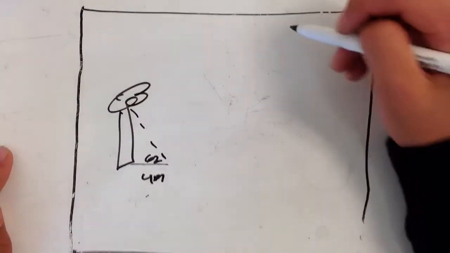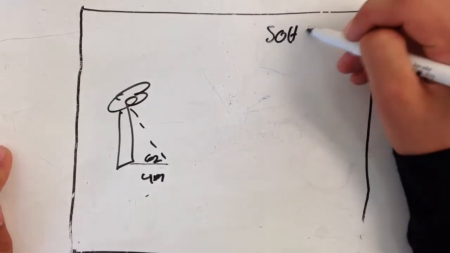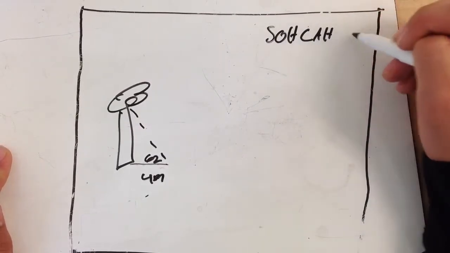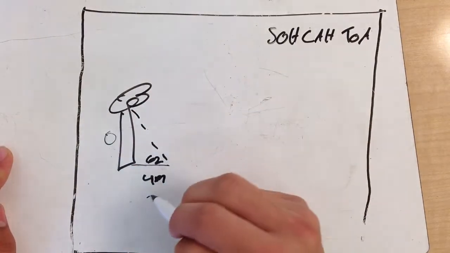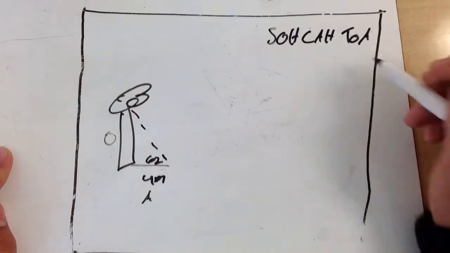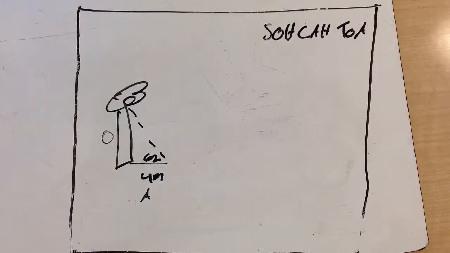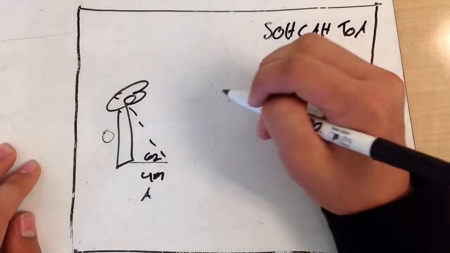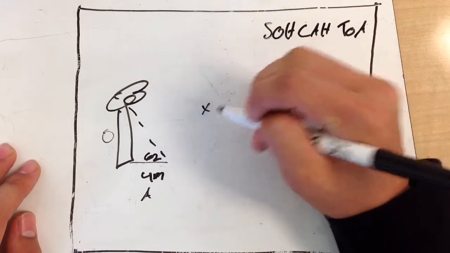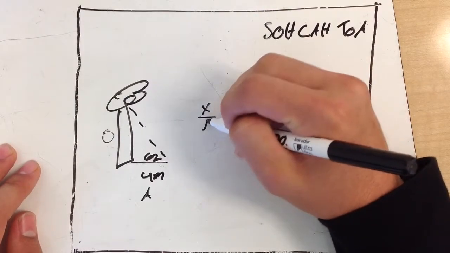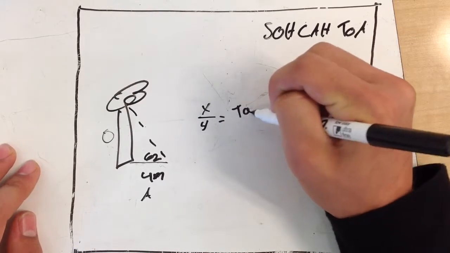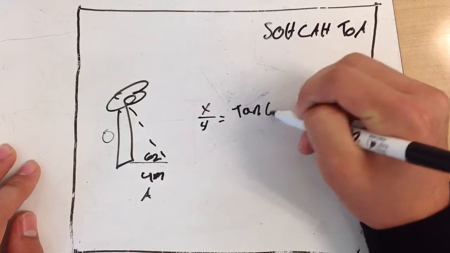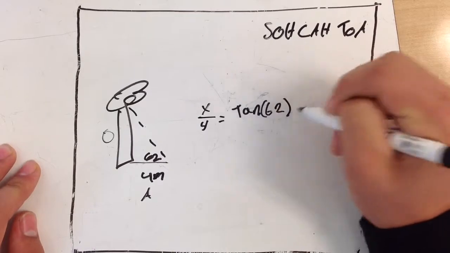So for this, we're going to remember SOHCAHTOA and see that we're going to be finding the opposite and the adjacent, which will be tangent. So for tangent, we take the opposite, which would be x, and put it over the adjacent, which is 4, equal it to tan of 62, which is our angle of elevation.